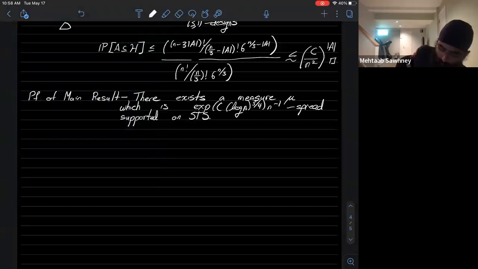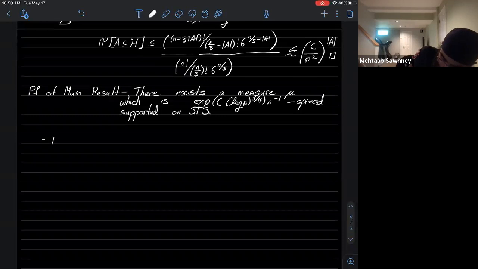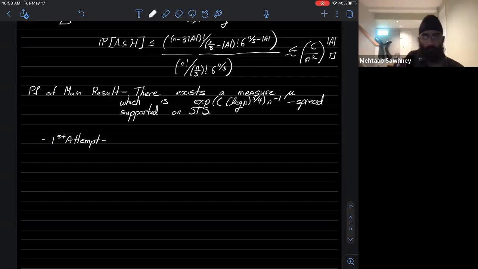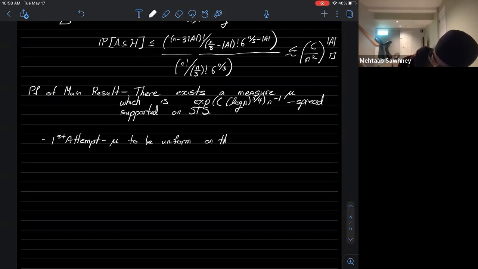So the first attempt would be, well, let's try to replicate what we did above. So why can't we just take mu to be the obvious thing? So mu to be uniform on the set of STSs. The reason this is not possible, or it currently appears to be not possible, is that we don't really have that good an understanding of the number of STSs.